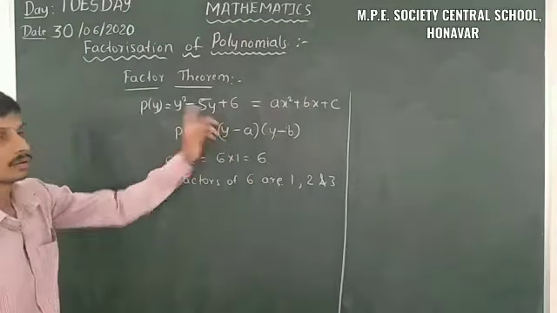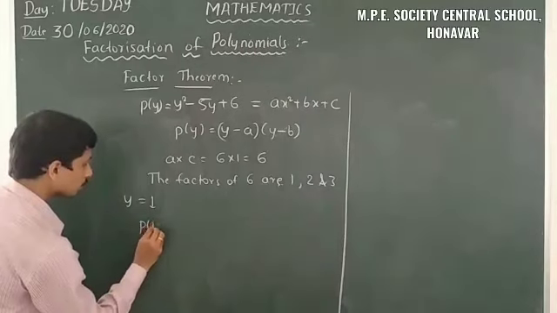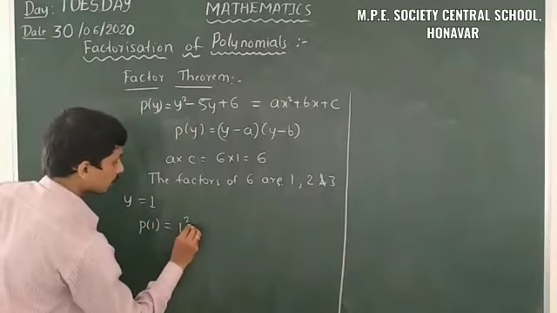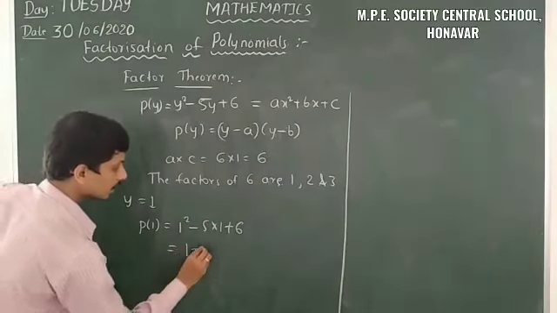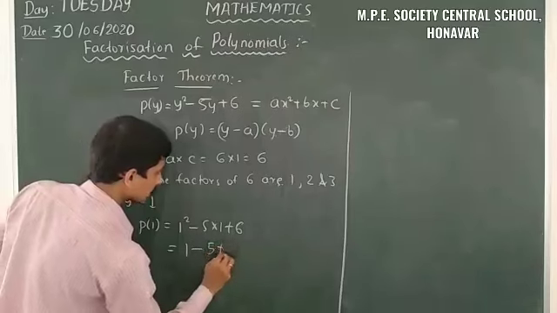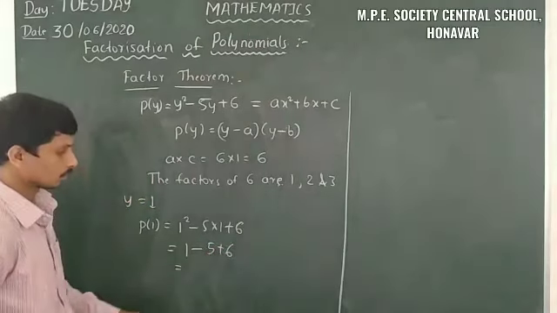So for this polynomial, p(1) is equal to what? 1² - 5 × 1 + 6. So that is 1 - 5 + 6. What do we get here?